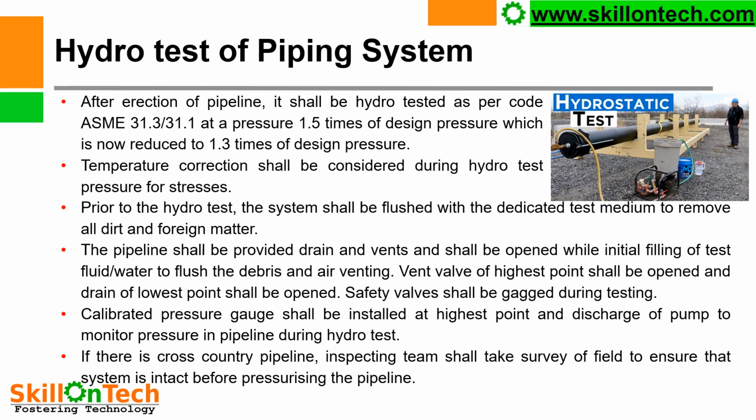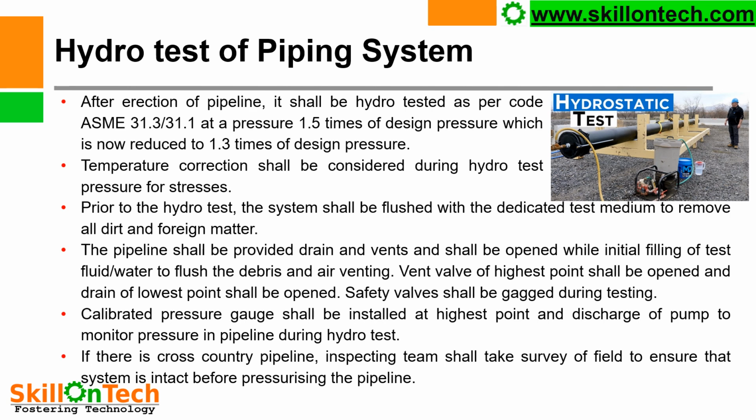Hydrotest of piping system. After erection of the pipeline, it shall be hydrotested as per code ASME B31.3, B31.1 at a pressure 1.5 times the design pressure, which is now reduced to 1.3 times the design pressure as per ASME Section 8 Division 1. Temperature correction shall be considered during hydrotest pressure for stresses. You can see a picture of a hydrotest of a pipeline.